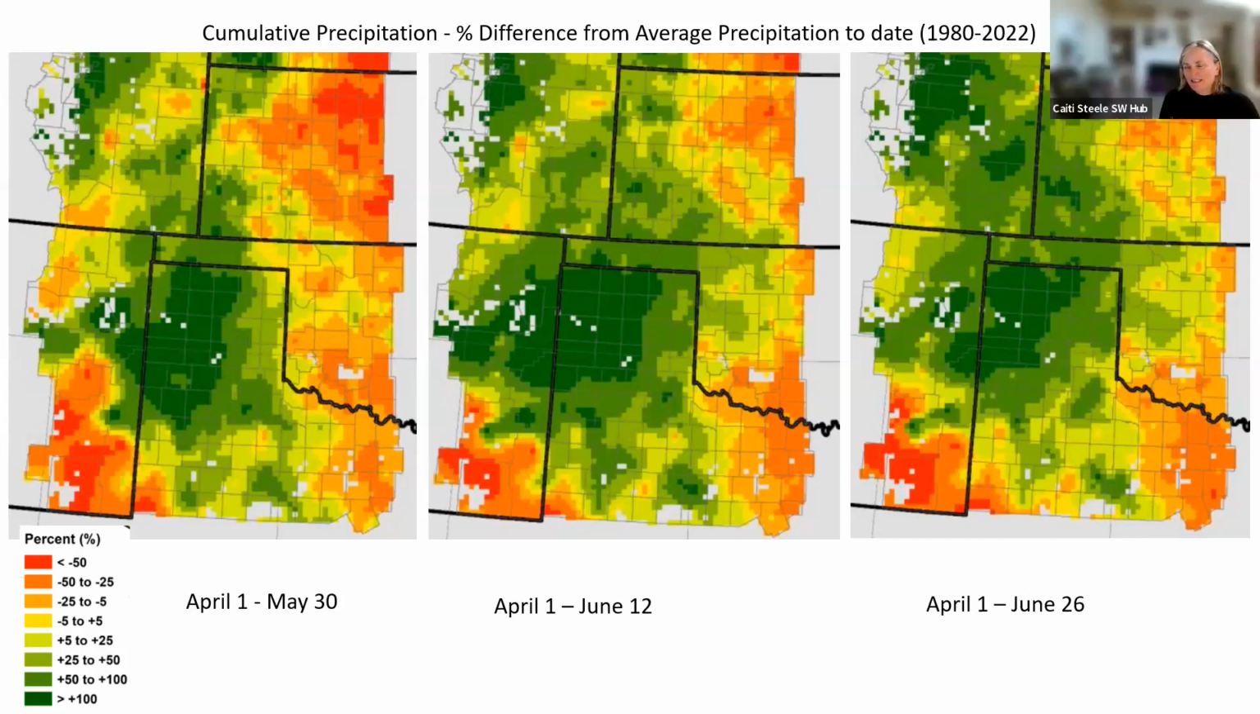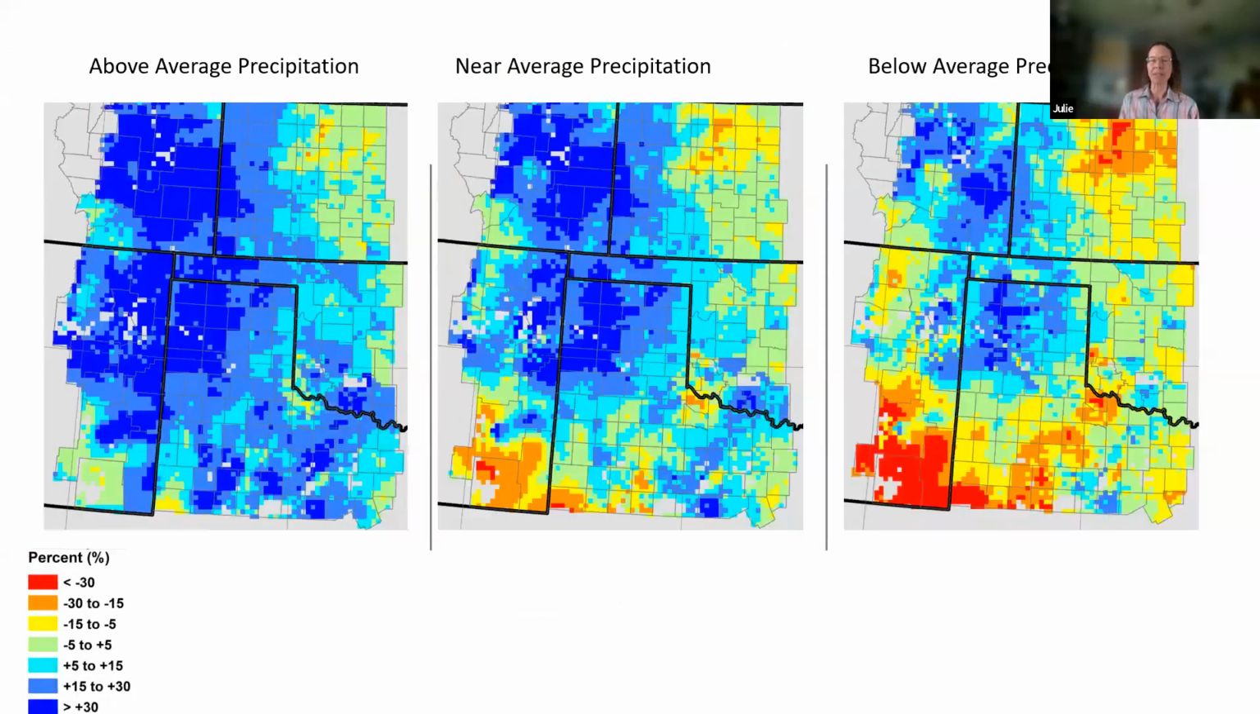So I'm anticipating that GrassCast is going to look pretty optimistic over the Southern Plains. Is that right? It does, with just a few notable exceptions. Here are all three maps side by side, with above average precipitation here on the left, near average in the middle, and below average on the right. This is from now through the end of the growing season. GrassCast predicts a lot of growth out there.